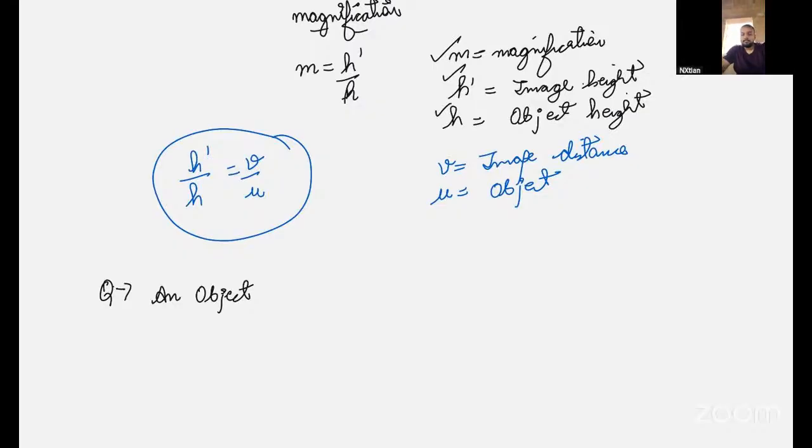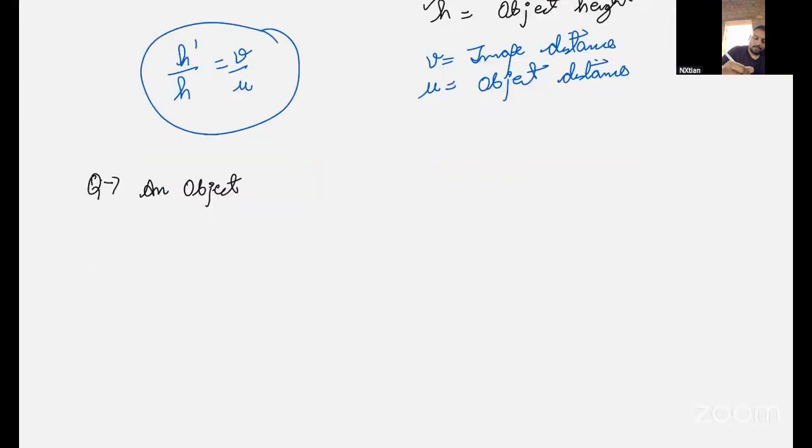Okay. So object distance it will be. Now, an object. Okay, I'm writing the question. Please write it down with me. An object of height.